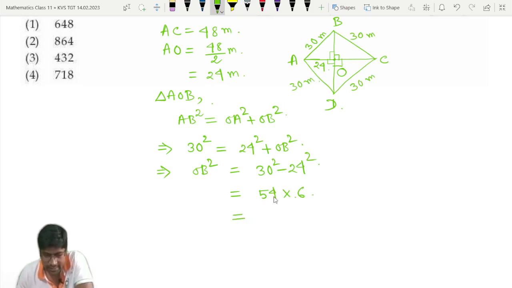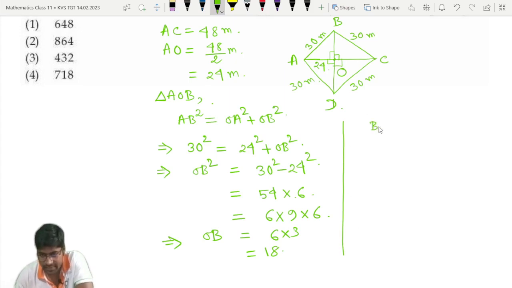So OB square is equal to this. 54 I can write as 6 into 9, so 6 into 9 into 6. So what will be OB then? OB will be equal to 6 into 3, that is equal to 18. So OB is equal to 18. Then what will be BD? See the figure I have drawn and tell me what BD will be. BD will be 2 into OB, that is 2 into 18, which is equal to 36.